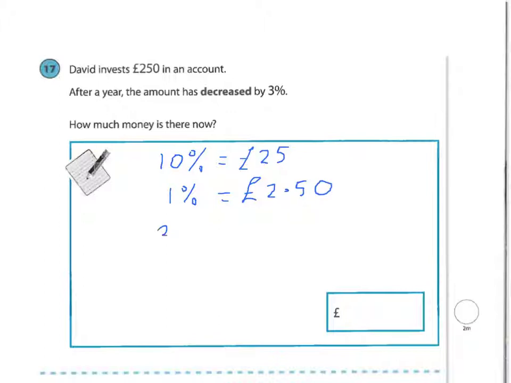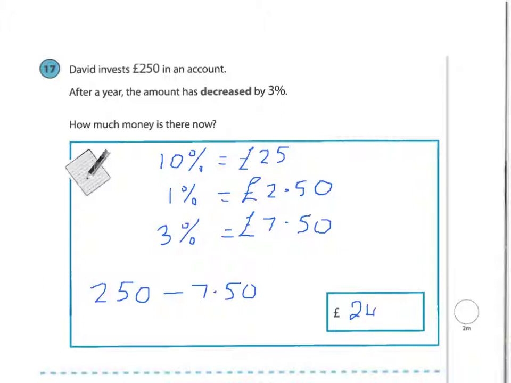I can then from there work out 3%, because it would be 3 lots of my 1% answer, so that would be £7.50. Now I need to go back and check what the question wants me to do. After a year, the amount decreased by 3%, so how much money is in the account now? So I must do £250, take away £7.50, and that is going to leave me with £242.50.